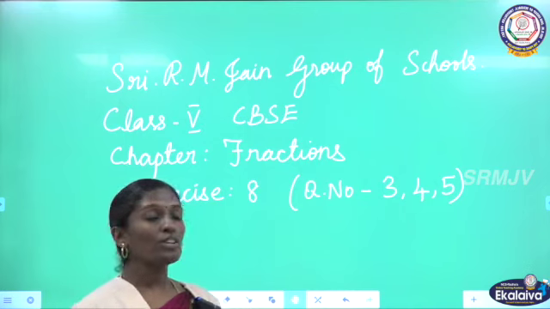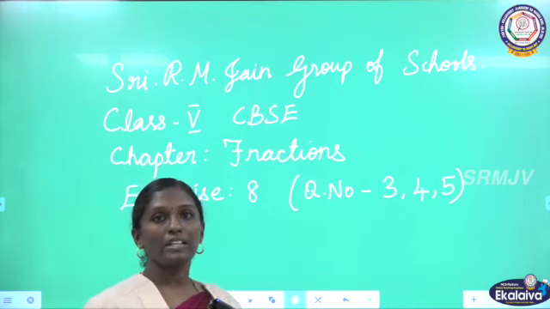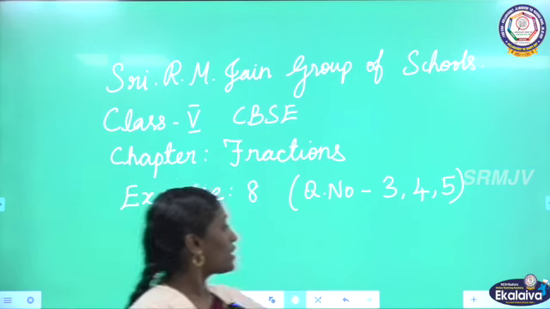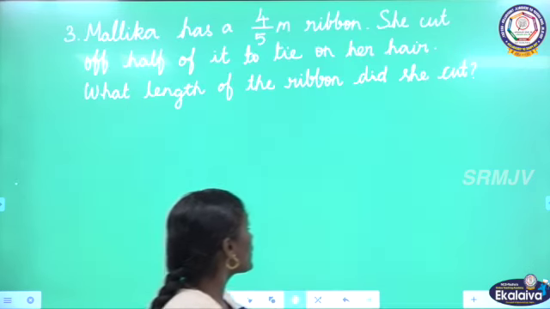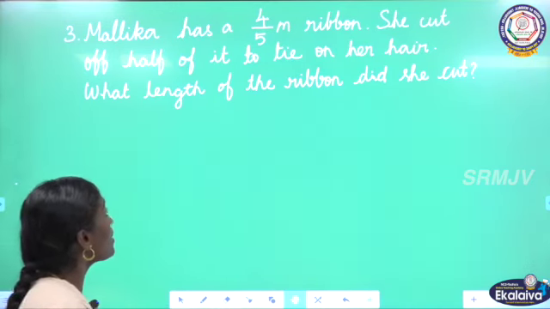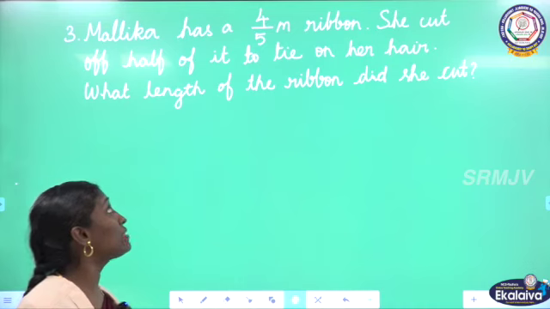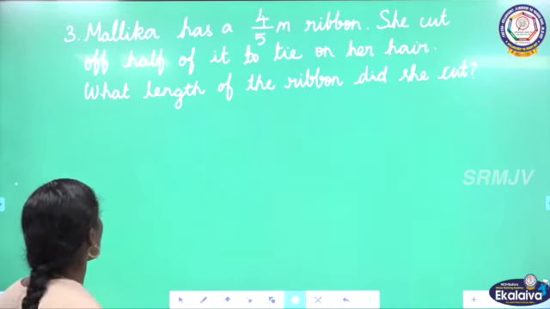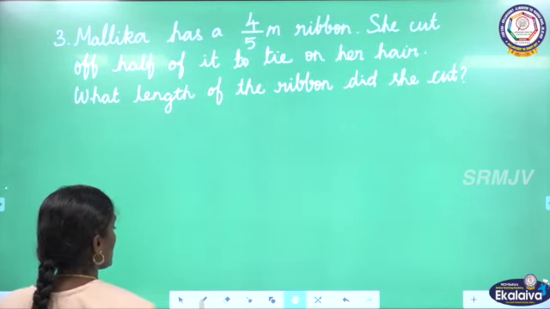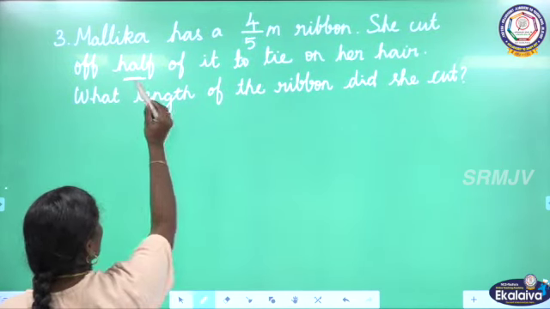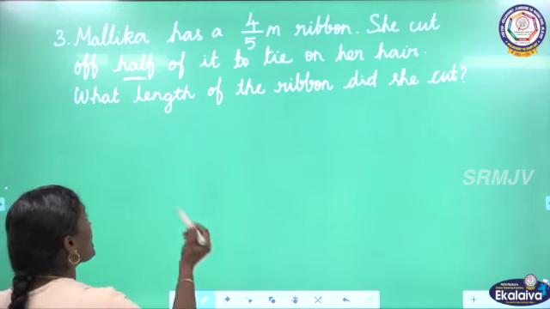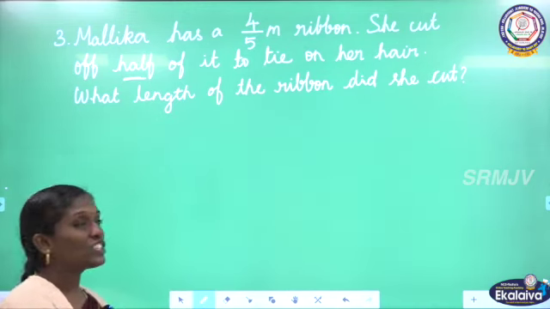Today we are going to do the remaining problems in exercise 8 from the chapter fractions. Okay, the third question, 3, 4, 5 questions now. The third question is Mallika has a 4 by 5 meter ribbon. She cut off half of it to tie on her hair. What length of the ribbon did she cut?